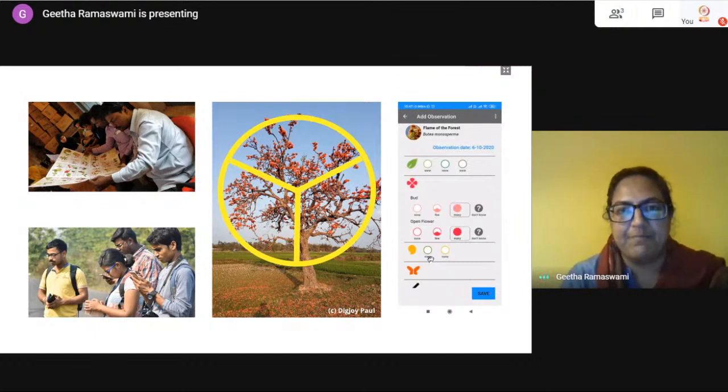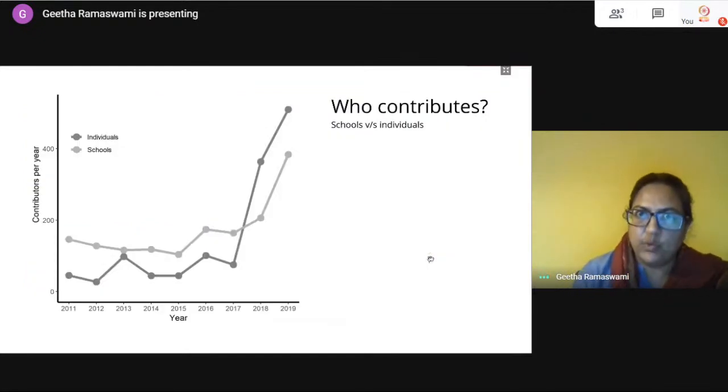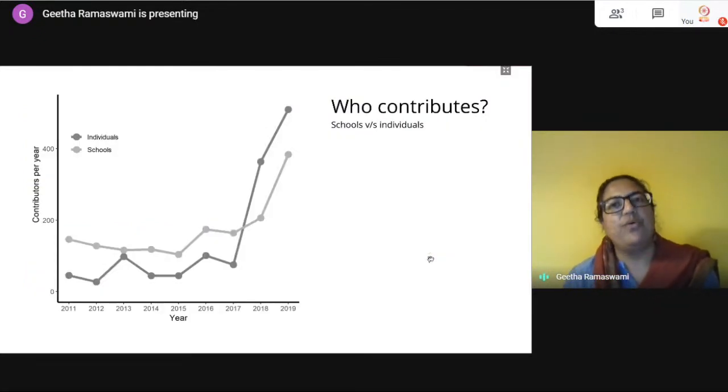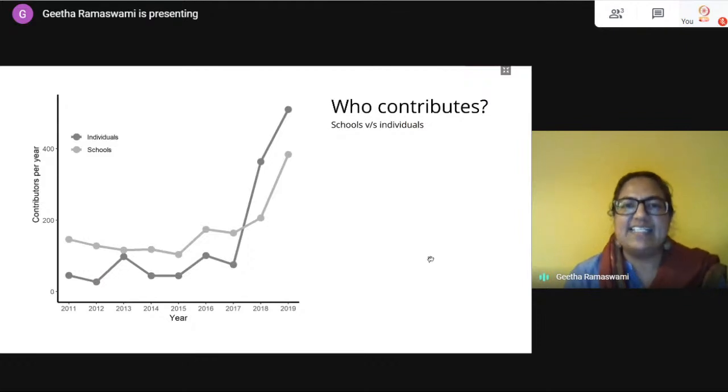So let's quickly look at what kind of data we have at SeasonWatch. Firstly, who contributes? As I mentioned before, interested individuals and schools contribute information to SeasonWatch, and we have seen a steady increase in the number of schools and individuals that contribute information in the roughly 10-year time period that SeasonWatch has been around.